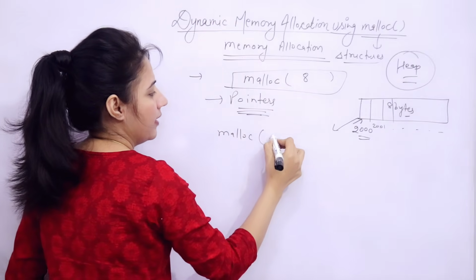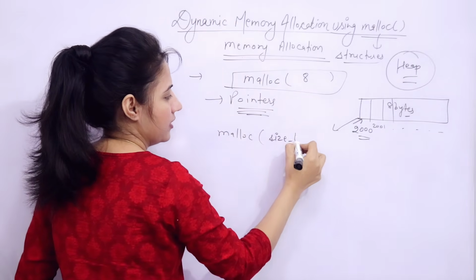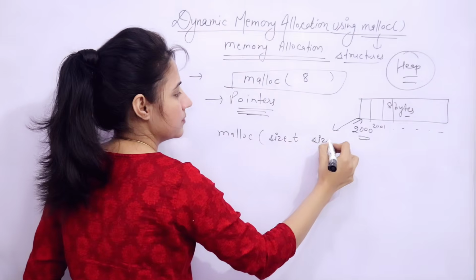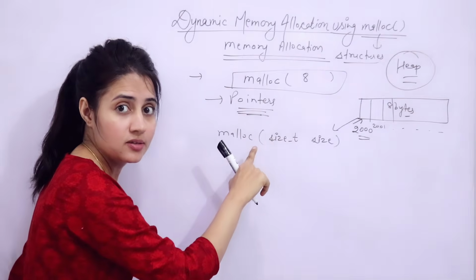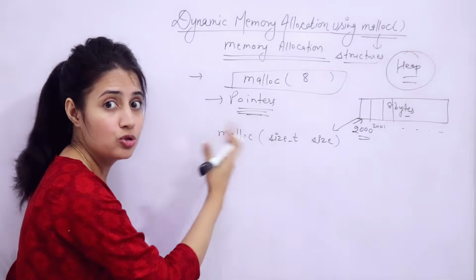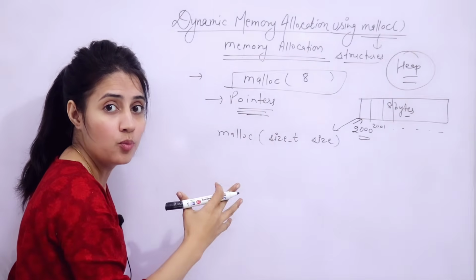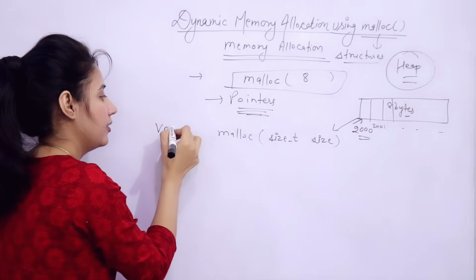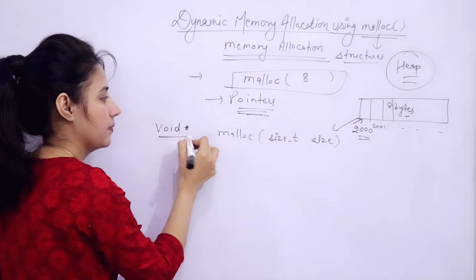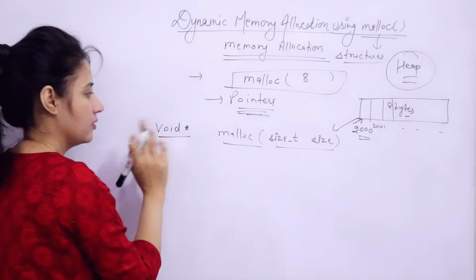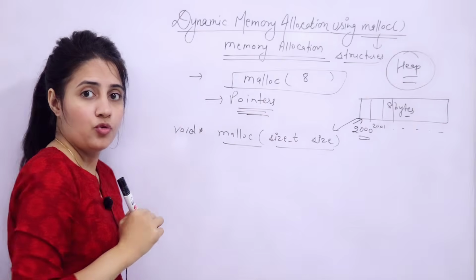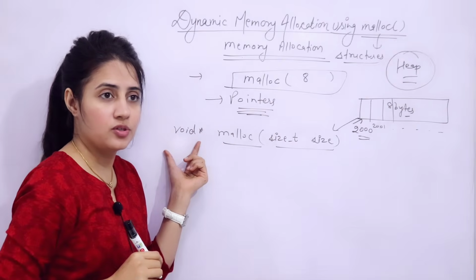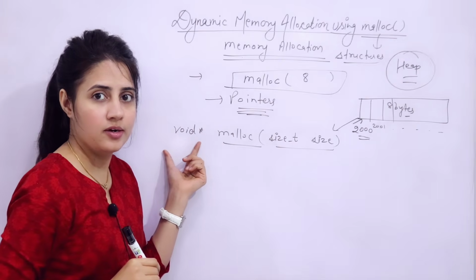Malloc, and here we write size_t size, and the return, it will return what? Address, right? So the return type would also be a pointer, but which type of pointer? It is void pointer, void asterisk. The return type of this is void asterisk, like this you will write. Void pointer we have discussed in previous videos, it's like a generic pointer, right?